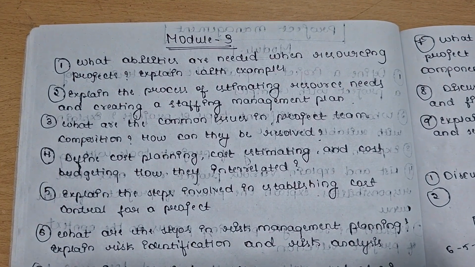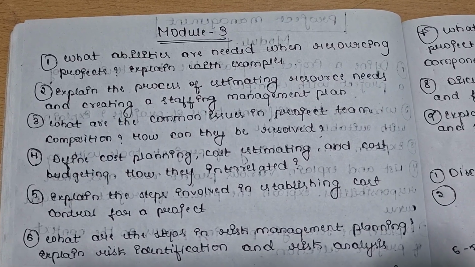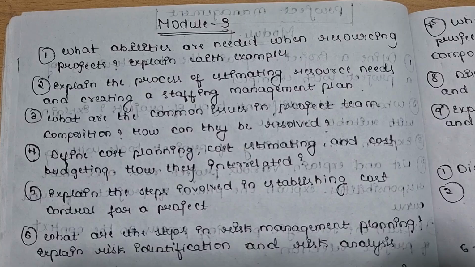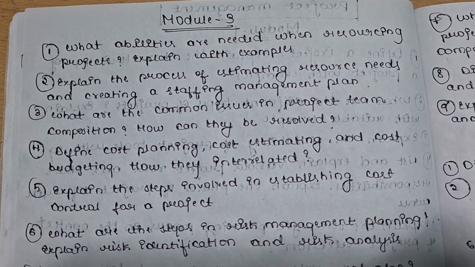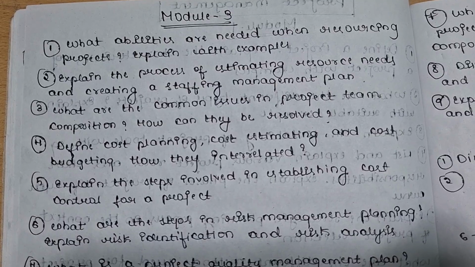Module 3. What abilities are needed when resourcing a project? Explain with example. Explain the process of estimating resource needs and creating a staffing management plan. What are the common issues in project team composition? How can they be resolved?